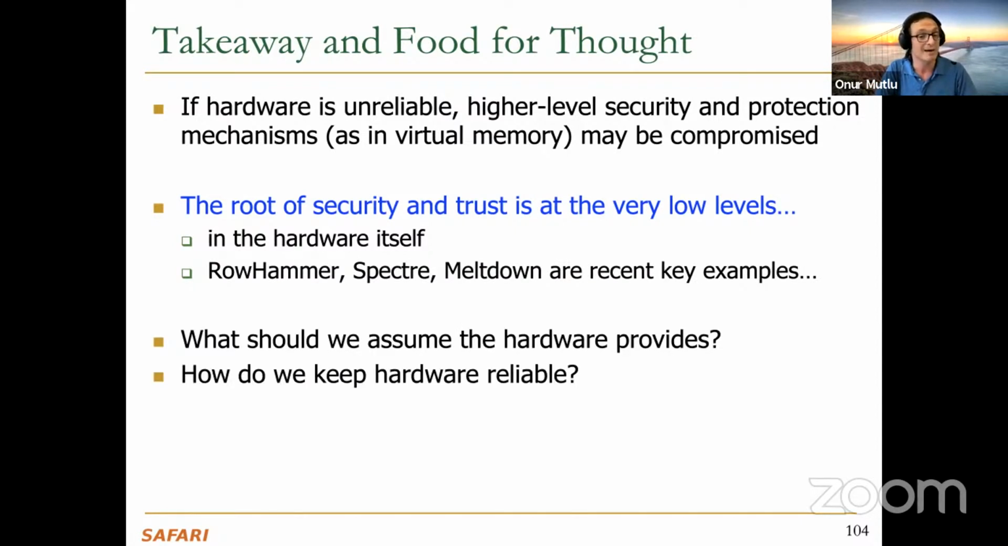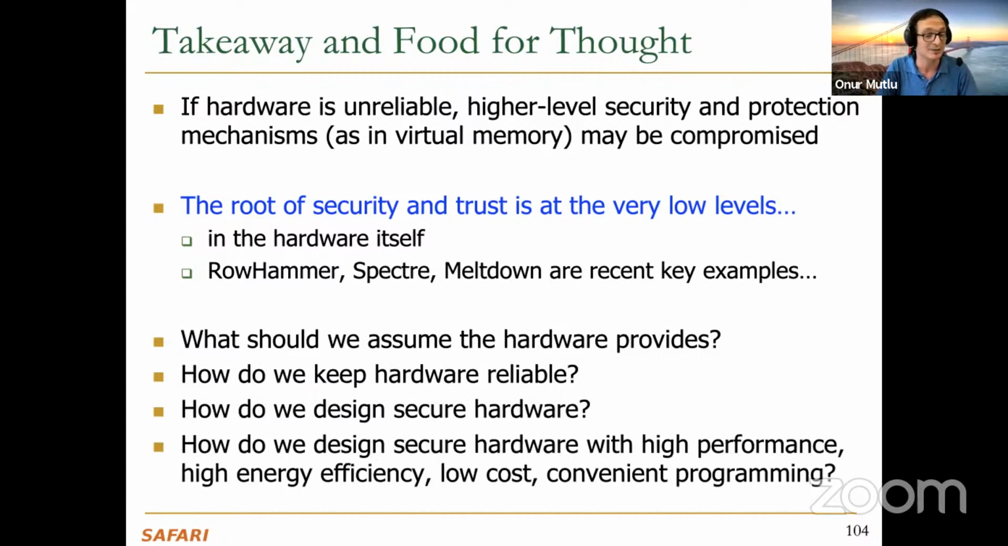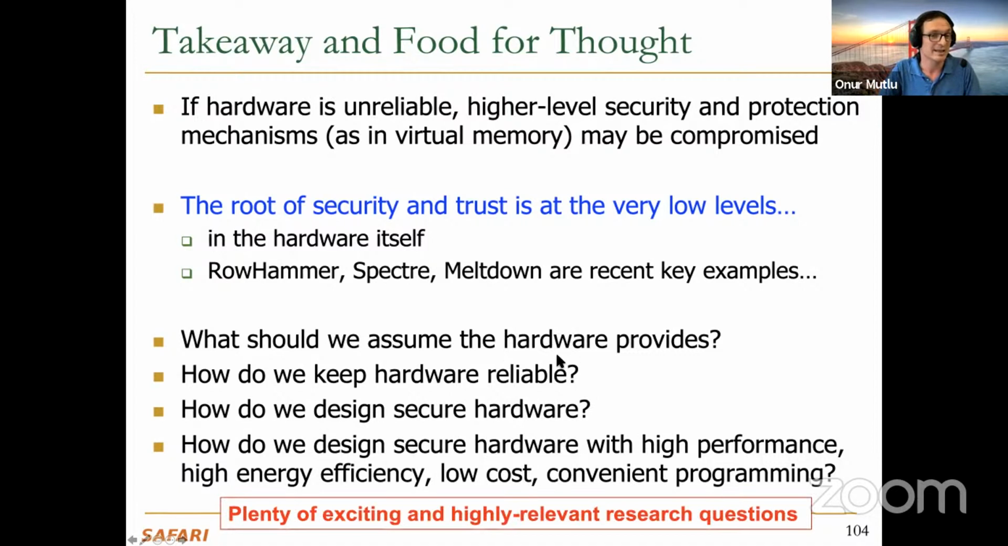So what should we assume the hardware provides? How do we keep the hardware reliable? How do we design secure hardware? How do we design secure hardware with high performance, high energy efficiency, low cost, and convenient programming? These are all excellent questions. We really need to think about this deeply, because as RowHammer shows, and as Spectre and Meltdown reinforce, the real root of security has to be at the hardware. If you have some problem at the hardware level, all of the security and protection mechanisms, like virtual memory that we've been talking about, can be compromised significantly. So there are plenty of exciting and highly relevant research questions here. If you're interested, certainly you can go further. In the epilogue part of this lecture, I will tell you more about some future directions.